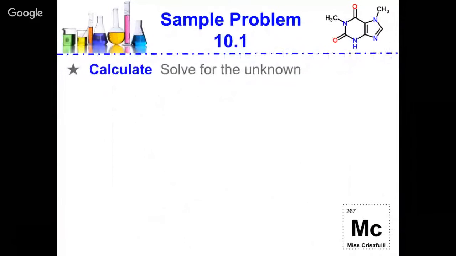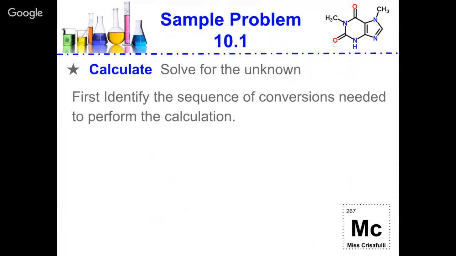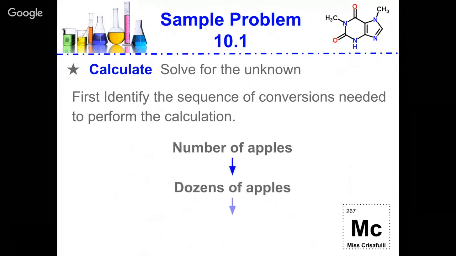So we're going to calculate and solve for the unknown, but first we need to identify the sequence of conversions needed to perform the calculation. We need to go from number of apples to dozens of apples to mass of apples. And this is a skill. Preparing and planning out your list of conversions is something that we talked about way back in Chapter 3, and it's going to come back again in this chapter and for the rest of the year.